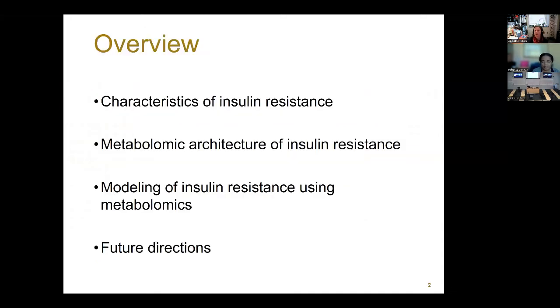So to orient you to my talk today, I really want to begin with a discussion of the characteristics of insulin resistance, as well as a description of the measures that I will be focusing on today. So they're quantitative intermediate phenotypes, and I just want to make sure that we all have the same background. From there, I'll give you an overview of our prior work to examine the metabolomic architecture of insulin resistance, so kind of the basis for what I hope will be exciting new results, which will really set the stage for that modeling of insulin resistance using metabolomics with the expansion to additional cohorts. And then I'll conclude with some future directions for this particular project.